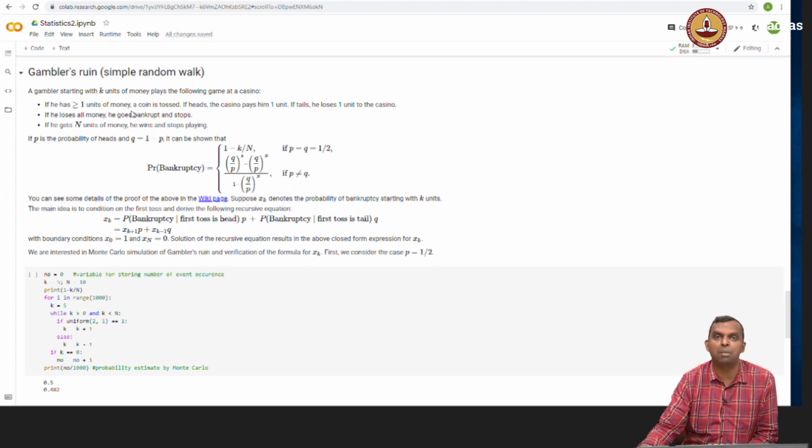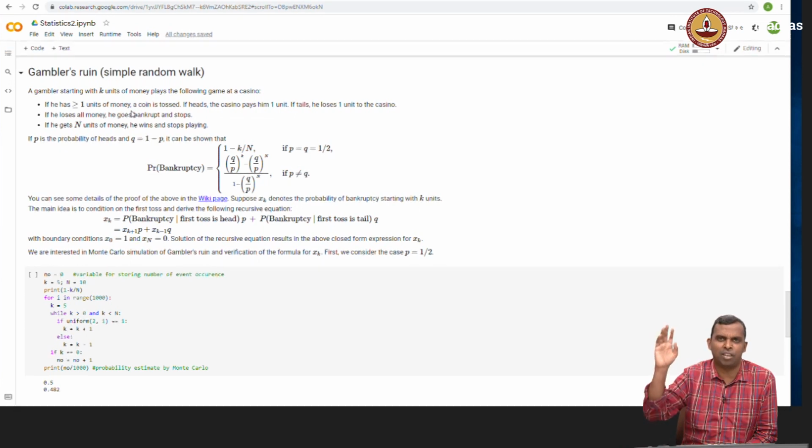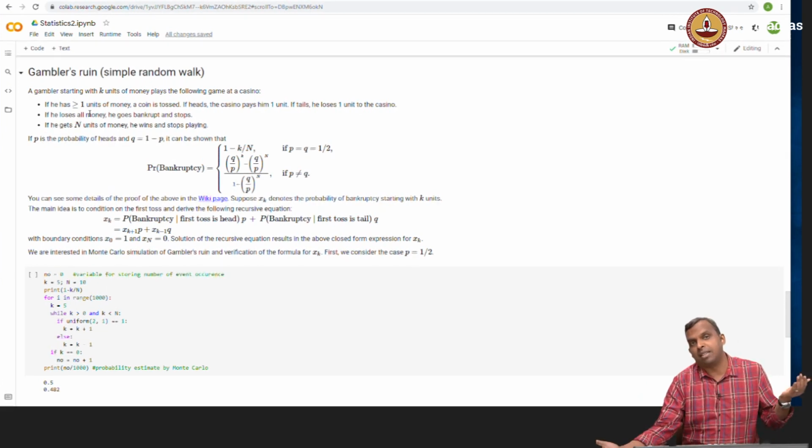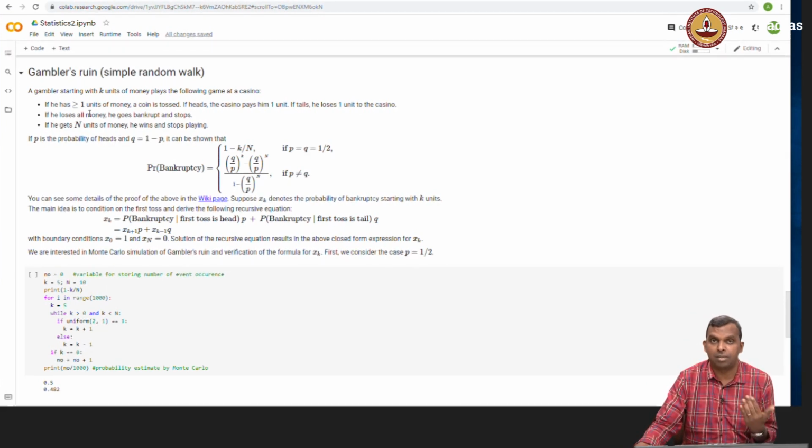If he has at least 1 unit of money, he's going to toss a coin. Okay, and if the coin results in heads, the casino will pay him 1 unit. You can imagine the casino has an infinite amount of money. It's not going to go bankrupt. It can keep on paying him as much as he wants. If he gets tails, then he loses his 1 unit. He has to give his 1 unit to the casino. Okay. Now, of course, if he loses all money, he's run out of cash, he's bankrupt, and he stops, right?